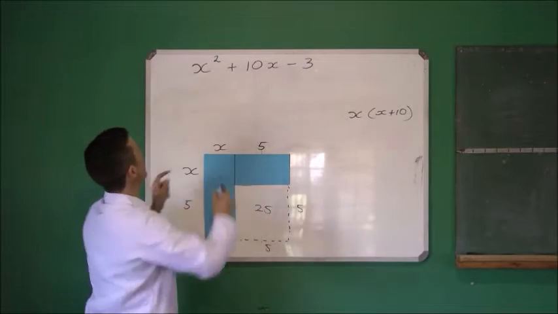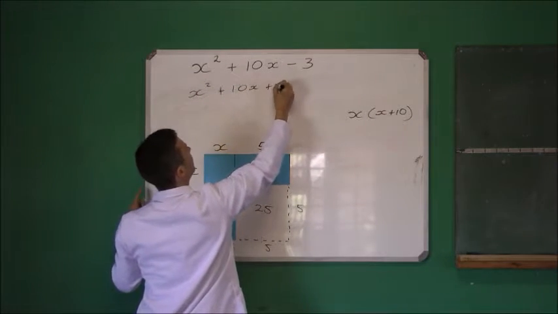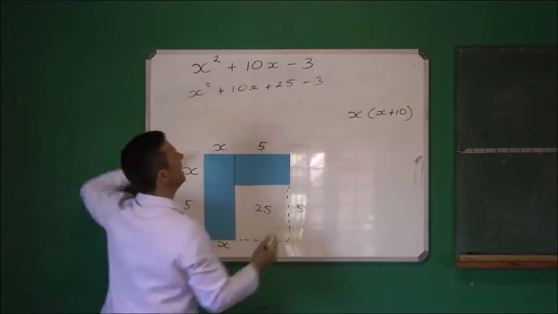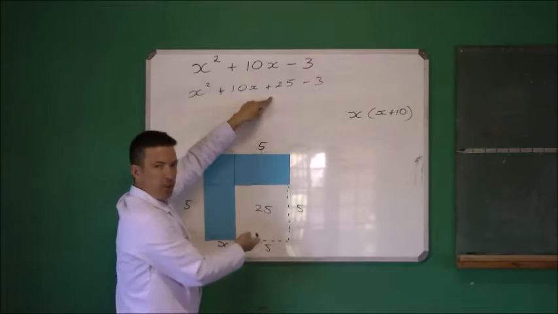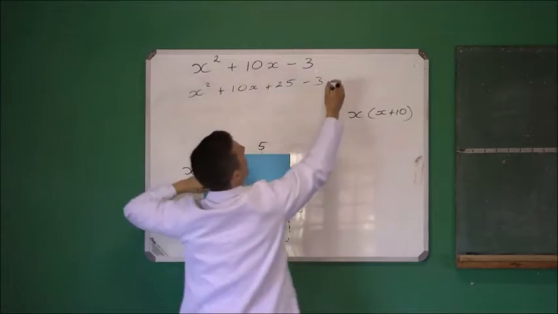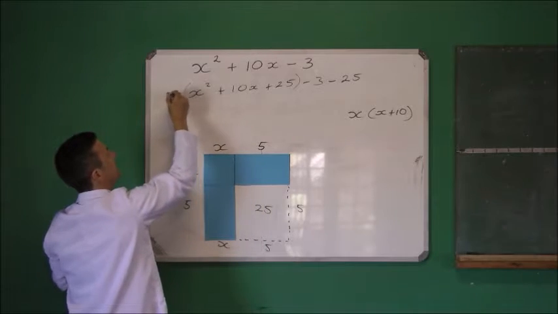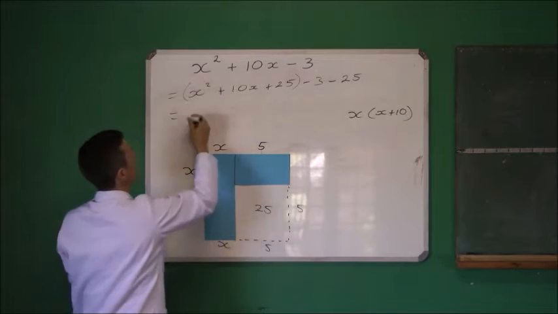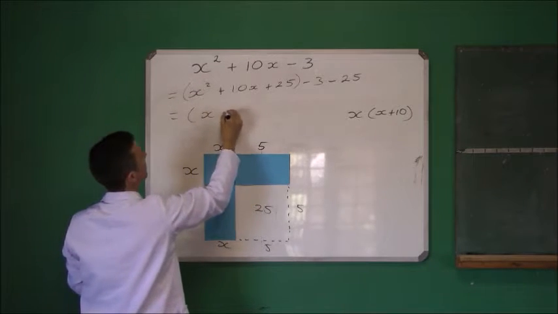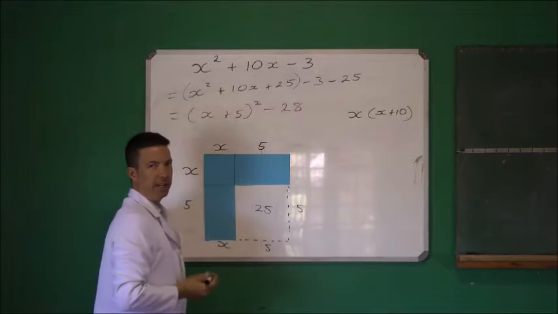So now I'm going to come back here and I'm going to say, right, x squared plus 10x plus 25 minus 3. Now, you can't just decide to add 25 to something. So in order to undo adding the 25, we're going to take away the 25. Now, that part over there is now obviously your completed square. And if I complete the square, I get x plus 5 squared minus 28.